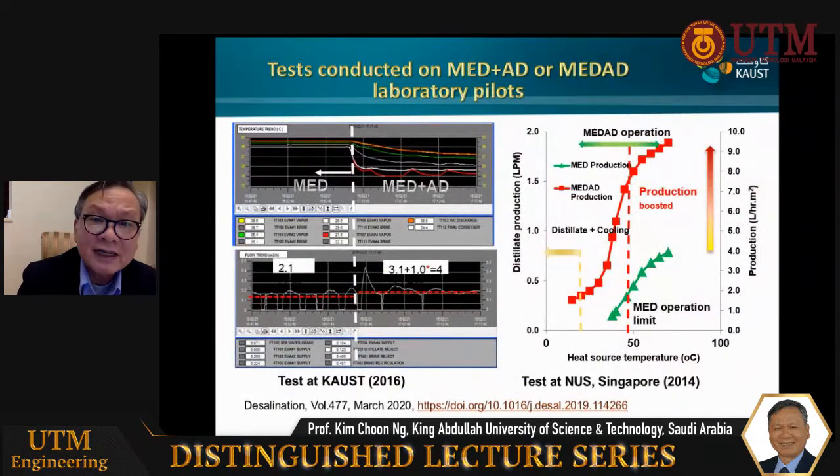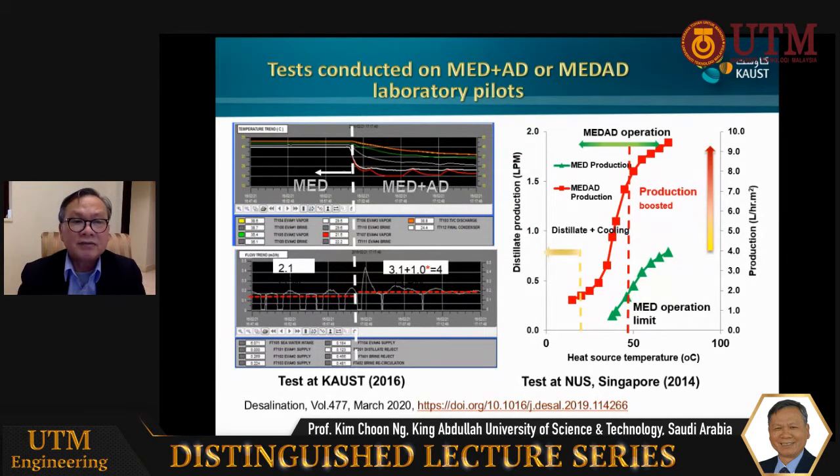And when we run the pilot processes in COWS and in Singapore, the picture on the left is the one running at COWS in 2016. So by MED alone, you can see that all the temperatures are from 55 to about 39 degrees Celsius, the four-stage temperature. The minute we combine the MED with the AD cycle, you can see that the AD adsorber with the adsorbent silica gel is able to pull down the last stage temperature of the MED to nearly 10 degrees Celsius.